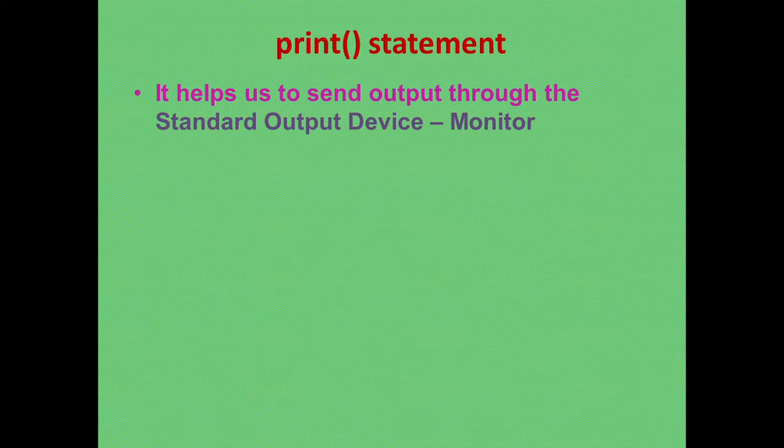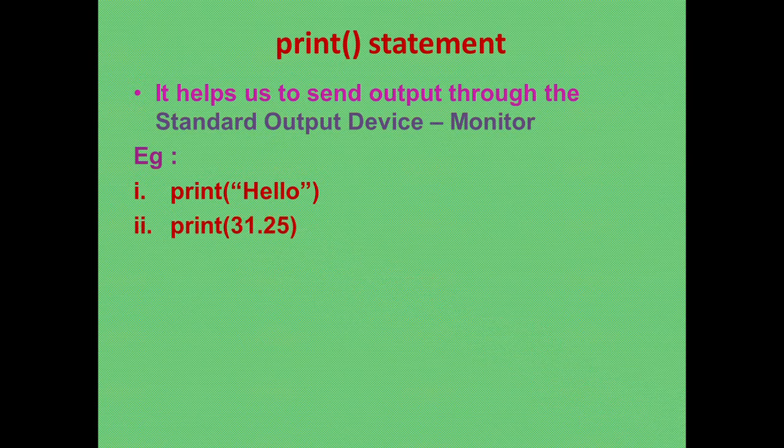The print statement simply gives the output through the standard output device, that is, the monitor. See this example, print of hello, it just prints the word hello. Print of a floating point number is given, so the number 31.25 will get printed.